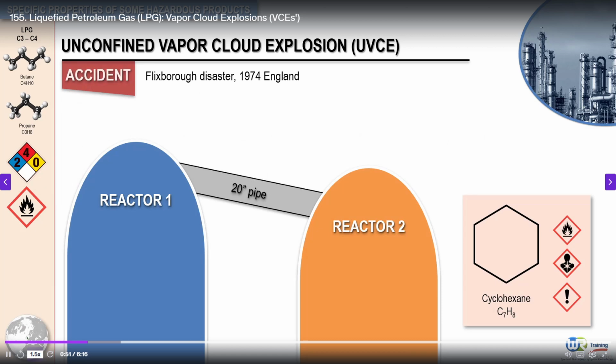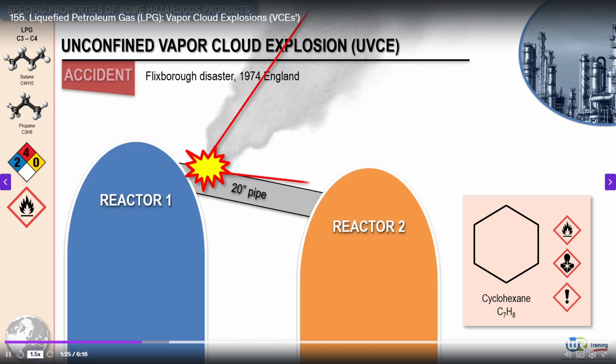The accident at Flixborough, England, is a classic example of a VCE. A sudden failure of a 20-inch cyclohexane pipe between reactors led to vaporization of an estimated 30 tons of cyclohexane. The vapor cloud dispersed throughout the plant site and was later ignited by an unknown source 45 seconds after the release. The entire plant site was leveled and 28 people were killed.